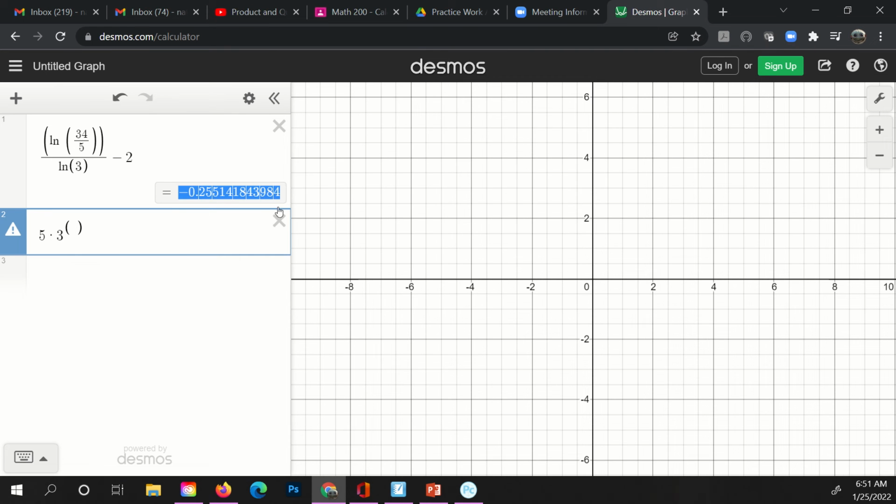So we'll copy that, and then we'll come down here, and we'll go paste, and then we'll go plus 2, and we get 34. So we feel very confident in that answer.